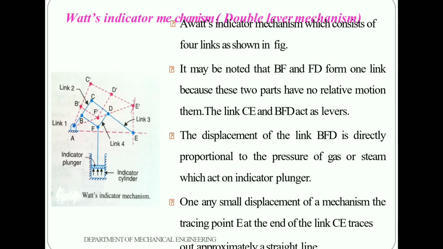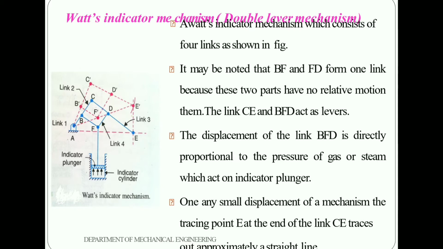And the link BDE is directly proportional to the steam or gas pressure in the indicator diagram. In the diagram, the continuous line describes the initial position of the mechanism, whereas the dotted lines show the position of the mechanism when steam or gas pressure is acting on the indicator piston. The point P traces the variation of pressure in the cylinder.